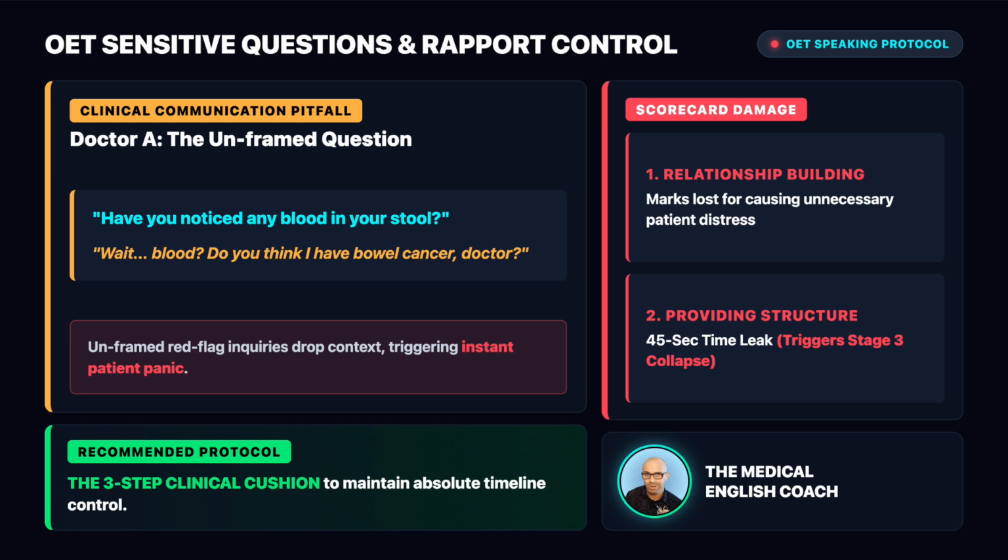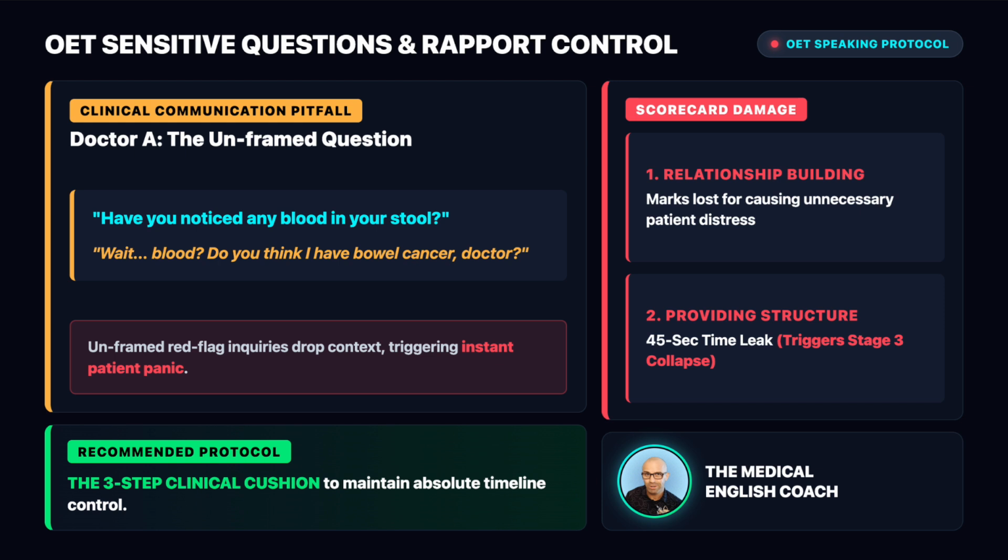Look, we've all been there, under exam pressure. When that 5-minute clock is ticking down, your brain panics and strips away all conversational padding to save time. But dropping a heavy red flag question without context triggers instant health anxiety. Notice what happens in that exact moment. You spend the next 45 seconds de-escalating cancer panic instead of completing your history. That sudden friction is an instant double penalty across your official scorecard. You lose marks under relationship building for causing unnecessary patient distress, and your timeline collapses under providing structure.